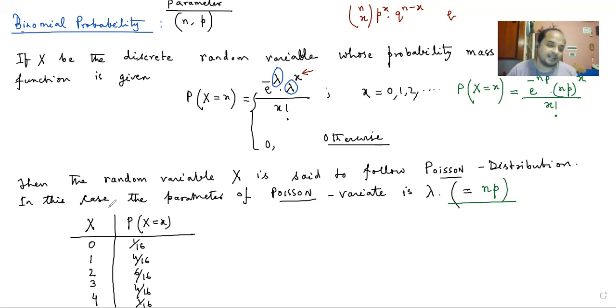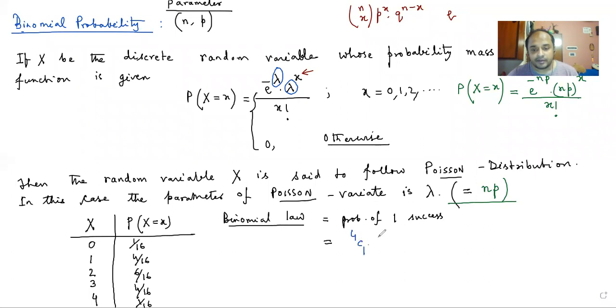These were the probability distribution. Now you know that corresponding to the binomial probability law, if someone asks you what is the probability of one success, you will instantly reply that it is 4C1 p to the power 1.